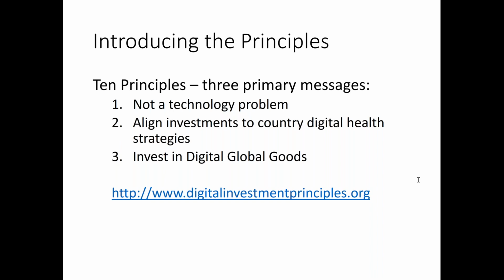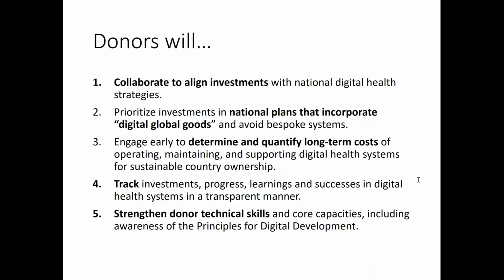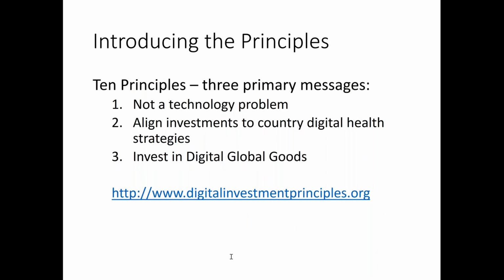Sure. So digital global goods are software technology components that can be used in multiple settings, multiple countries, and multiple disease domains. A great example of a digital global good would be DHIS2. It's in use in 60 plus countries. It's an open source product. And there are many, many countries that have adopted it. That is the type of software tool that we would expect to see many countries implement. Similarly, another example might be a facility registry.